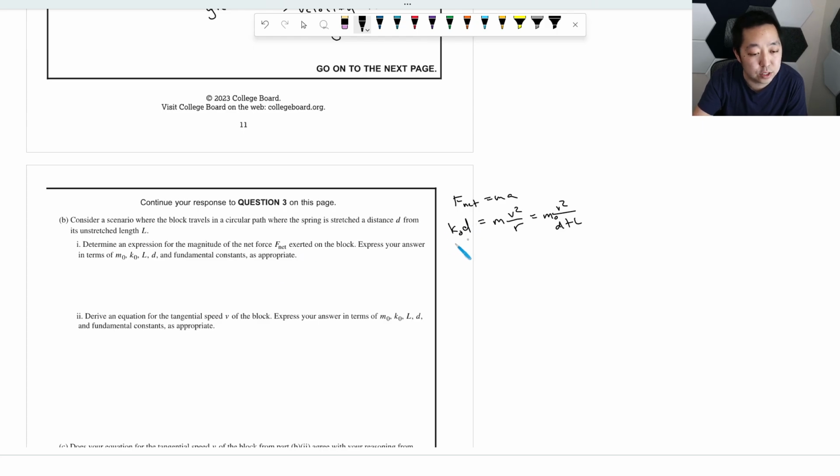Oh, the net force is just this guy, k0 d. Okay, so that one's a little bit obvious, I guess. It's just the left side of the equation there, because there's only one force acting on it.